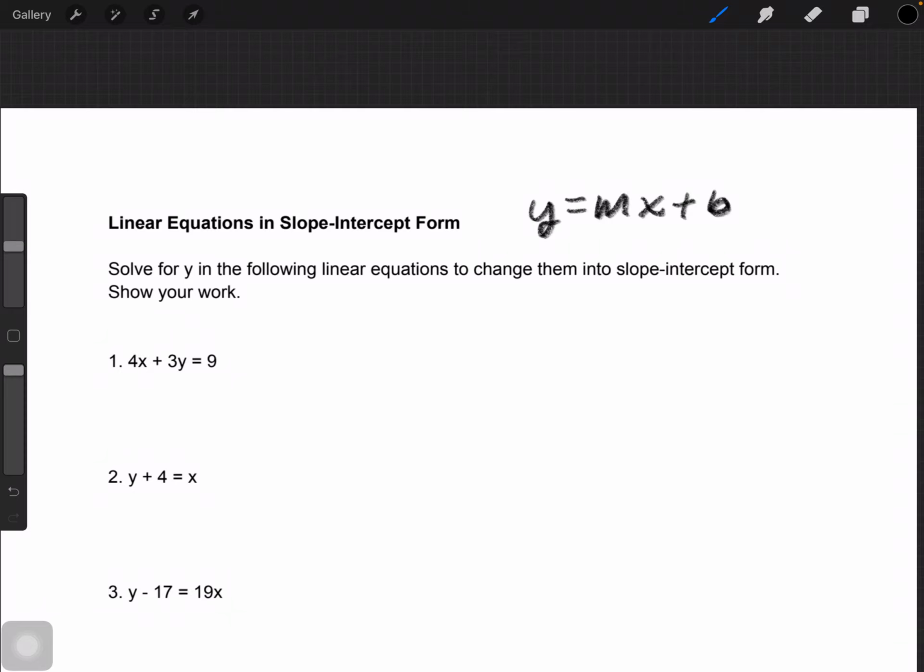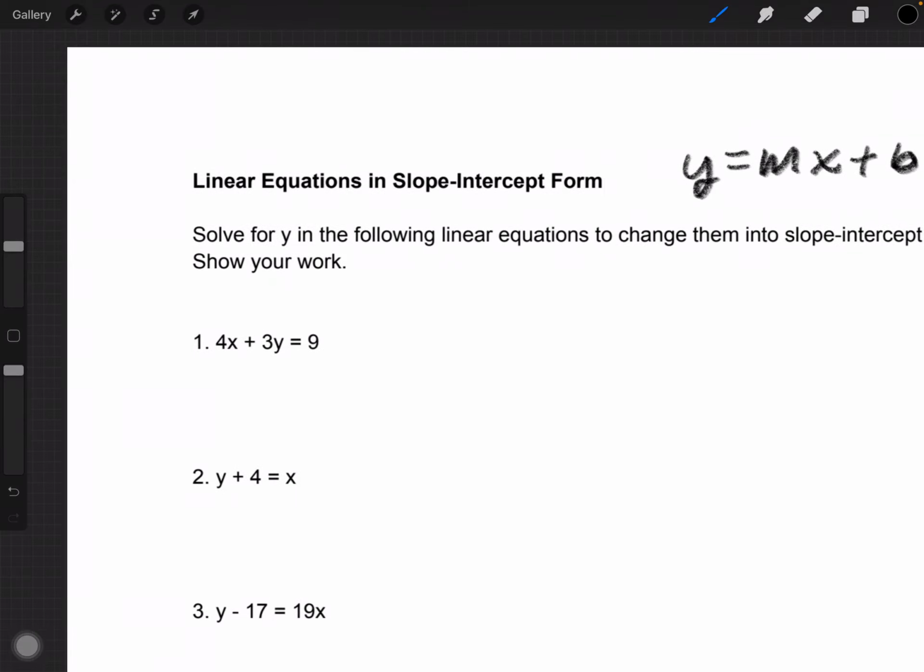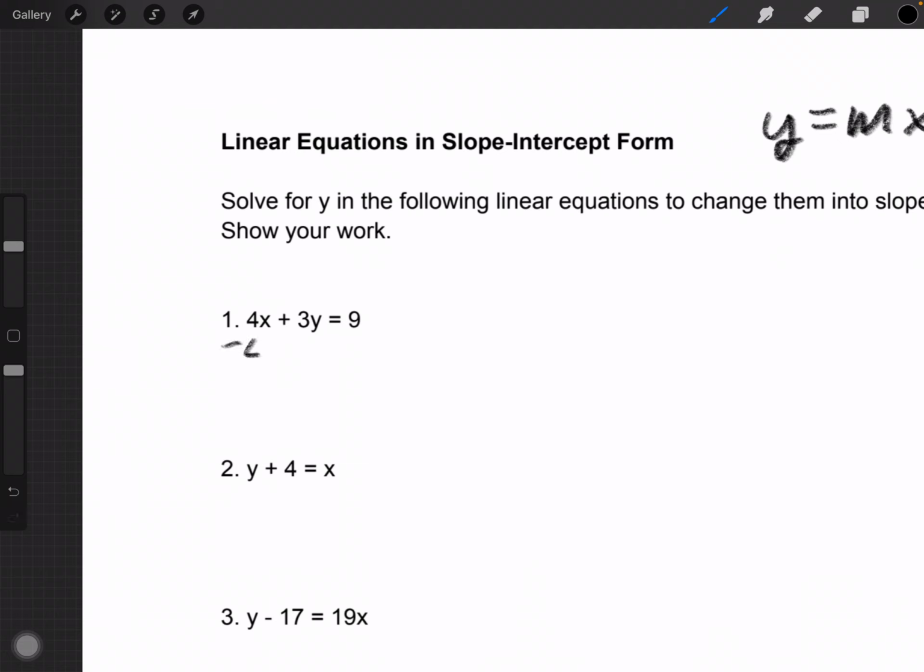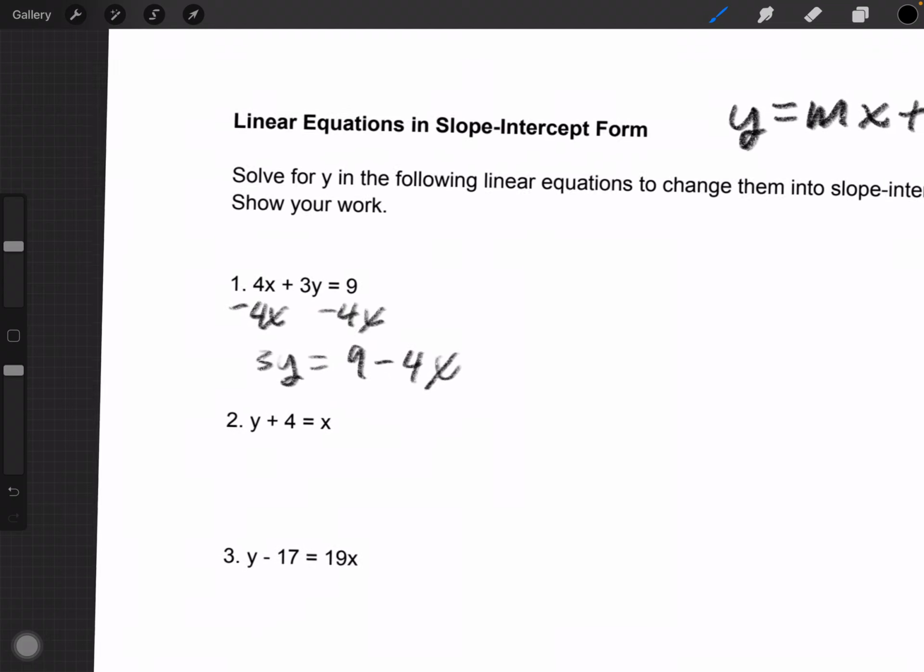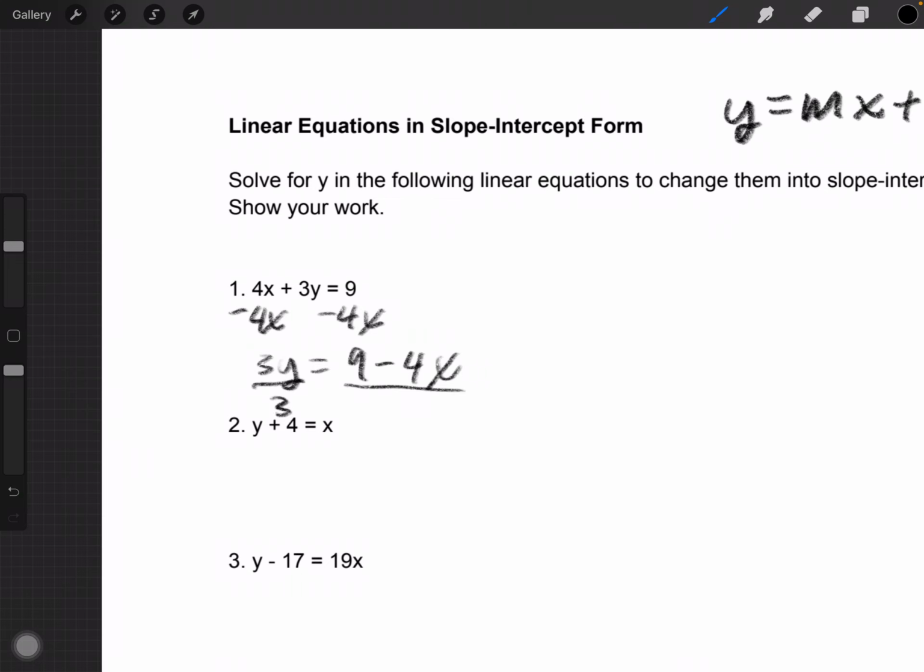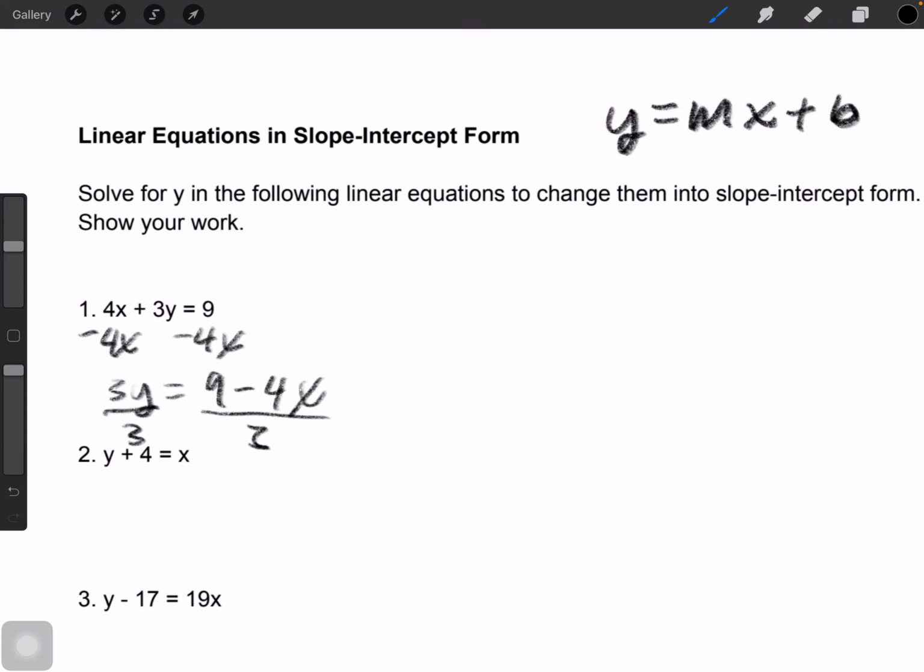So I want to solve for y, basically. Now we can just minus 4x as a whole on this side, so we have 3y is equal to 9 minus 4x. Now you do as you normally would and you divide by 3. Now look, y is equal to, you want to put it in this form. So the term with the x is negative 4x over 3.